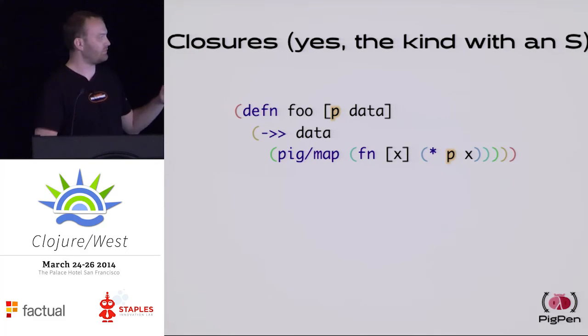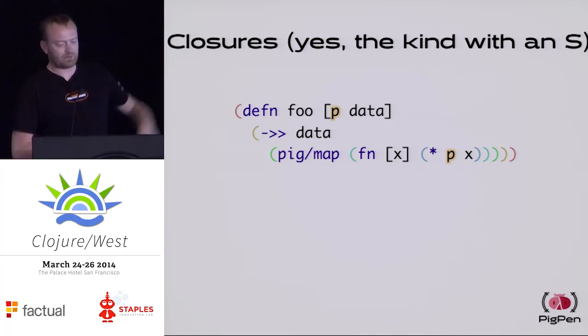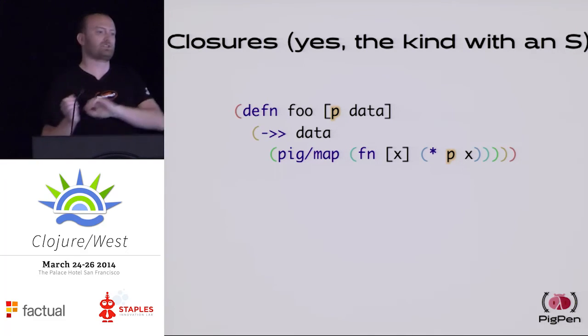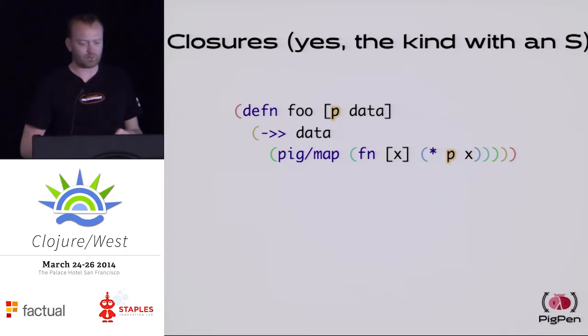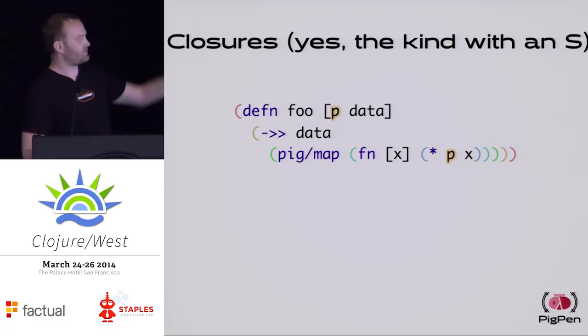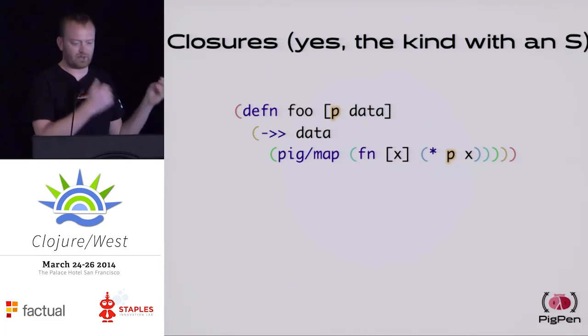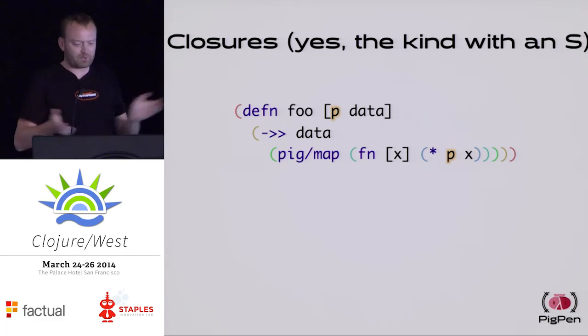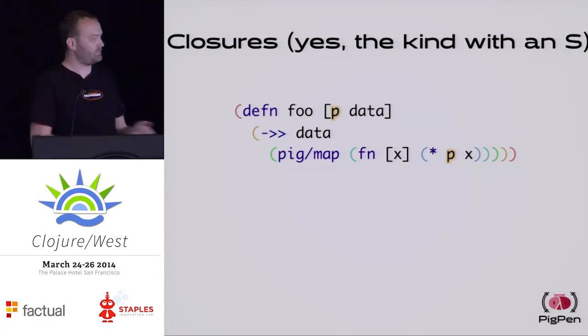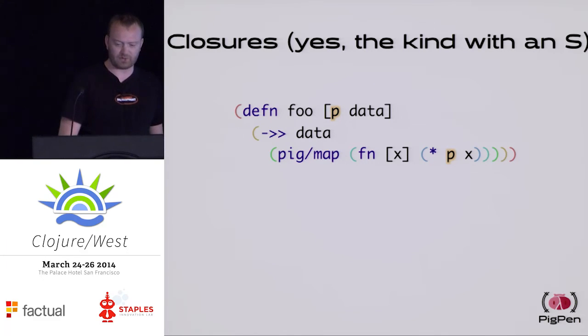That p is present then. Our function of x, where we multiply p and x, that's actually what's running on the cluster. So what I'm doing for you in PigPen is trapping whatever the current value of p is. Of course, it needs to be immutable data. You can't pass an atom in here or a transient. But if you have just regular immutable data structures, you can then ship them off, and it'll automatically ship that off so you can use it in the cluster.